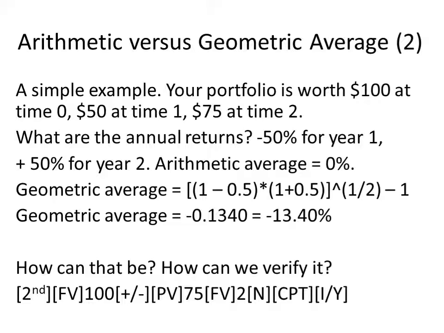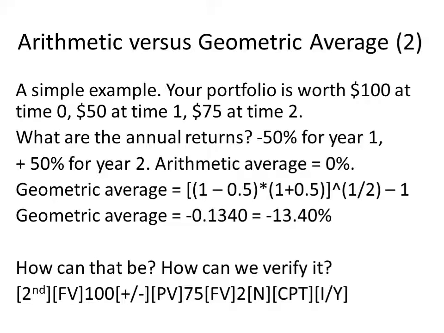Now that doesn't sound quite right. I started with $100 and I wound up with 75. How in the world does that mean I had an average return of 0%? Well, this is where geometric average comes in. You see, arithmetic average doesn't take compounding into effect, but geometric average does.